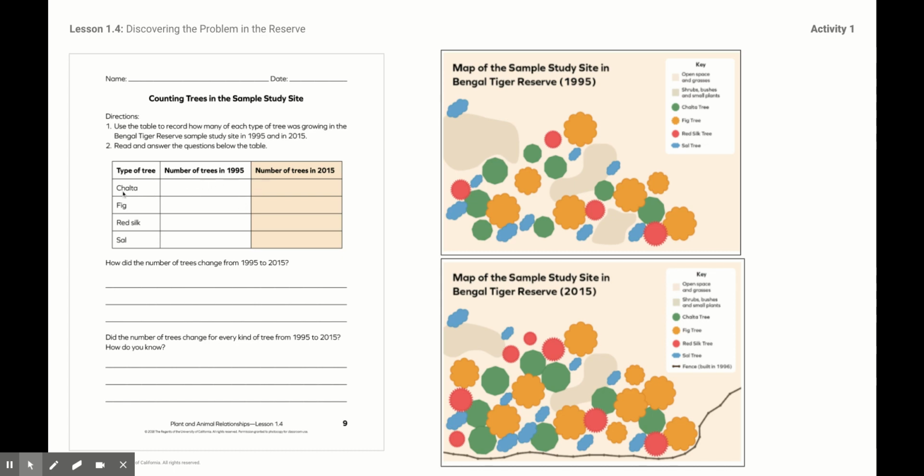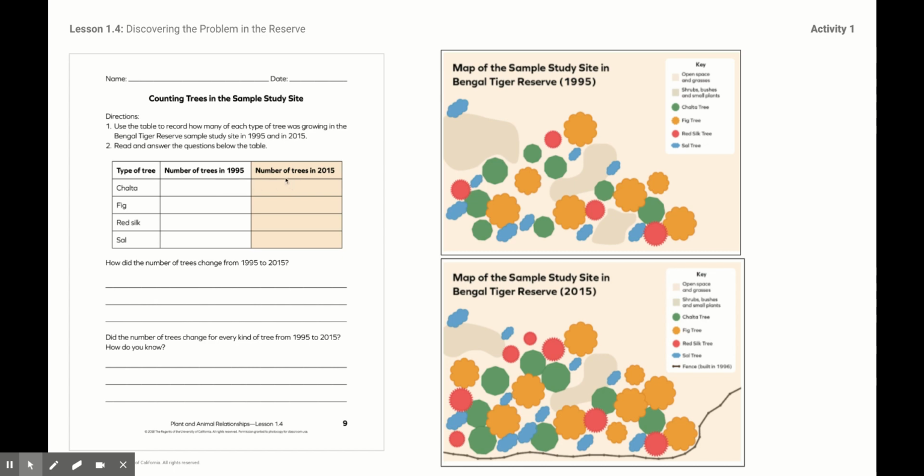So if we were looking at, for example, the Chalta tree, we are going to look at the first map from 1995, which is here, and we are going to count all of the Chalta trees. So remember, you can look at the key here and see that the Chalta tree symbol is green. So we're only counting all of the greens. So 1, 2, 3, 4, 5, 6, 7, 8. So here on the worksheet in this column, I can put 8 because there are 8 that I counted.